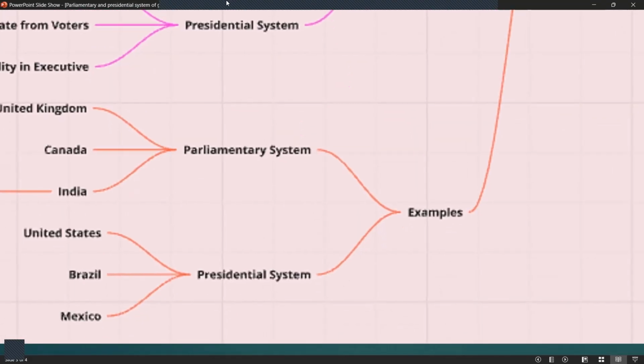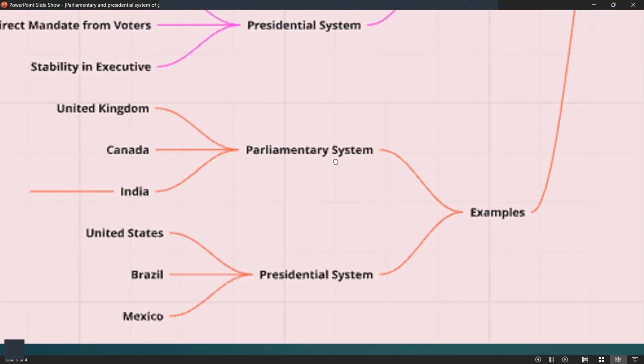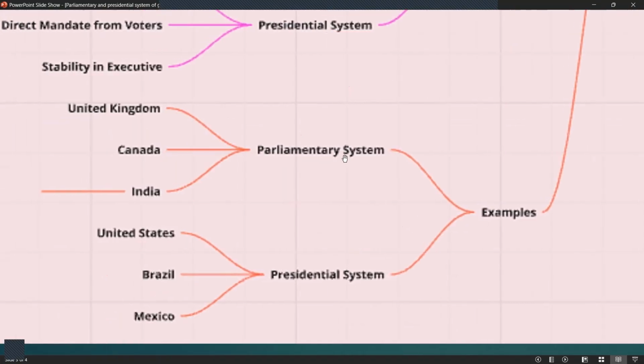Let's see some examples here. In the upcoming videos, we will see other advantages and disadvantages in detail, and I'll be explaining everything with examples. Examples of the parliamentary system: United Kingdom, Canada, and India, which we already saw. Presidential system: United States, Brazil, and Mexico.